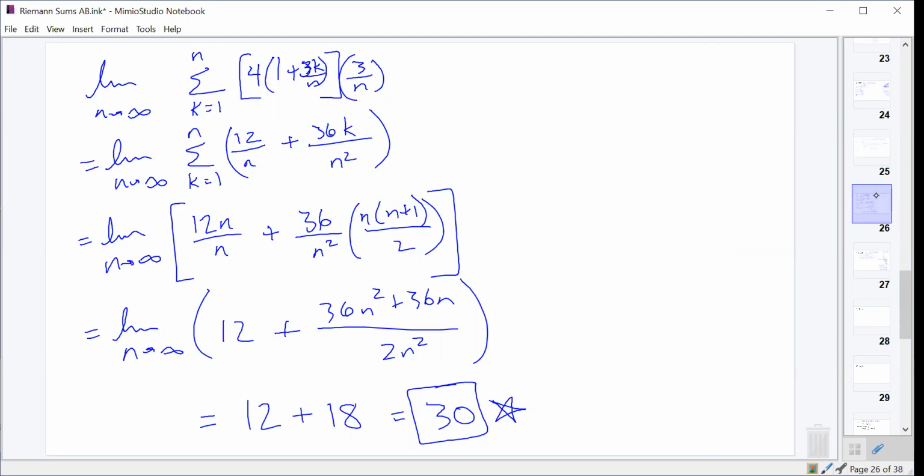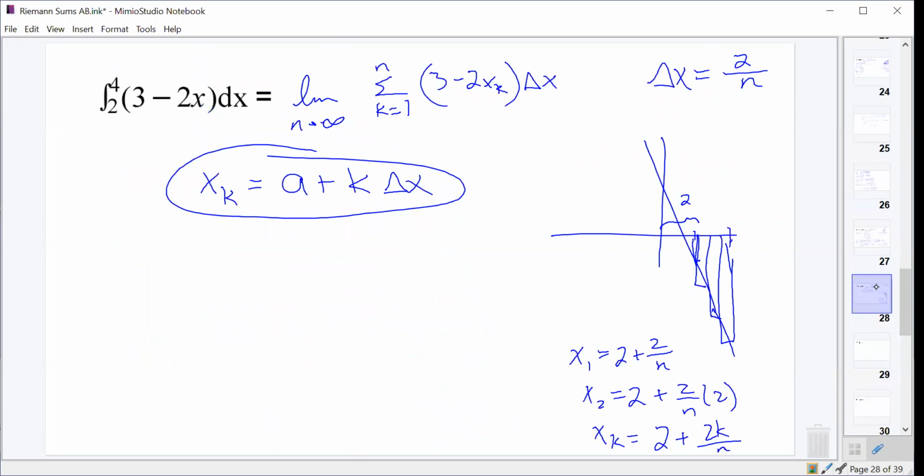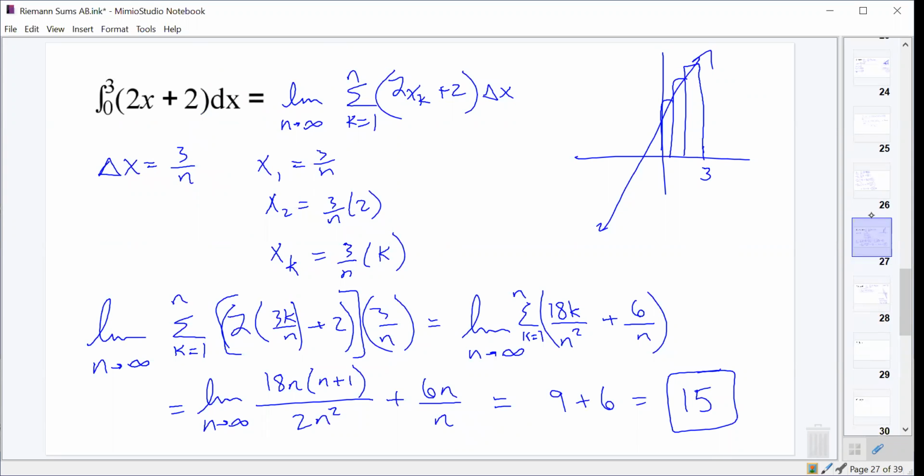Did we just lose a page? There we go. I don't know what happened there.